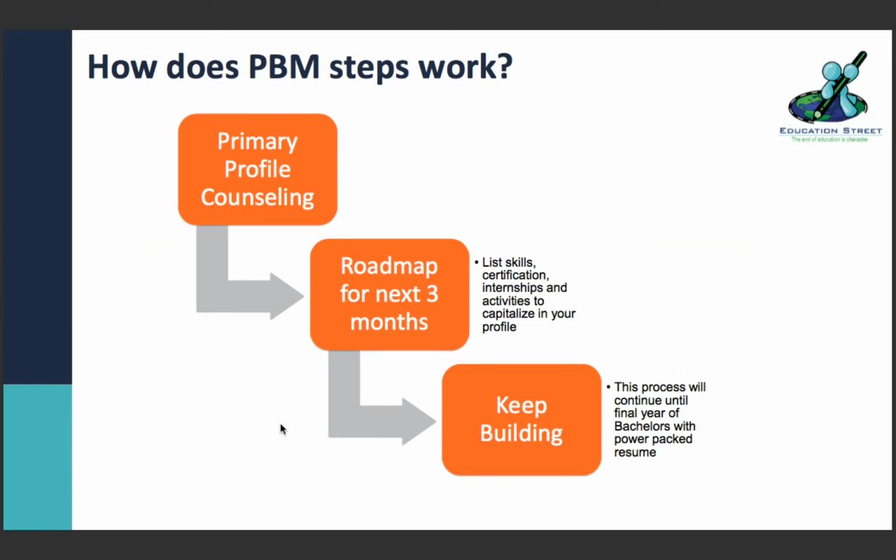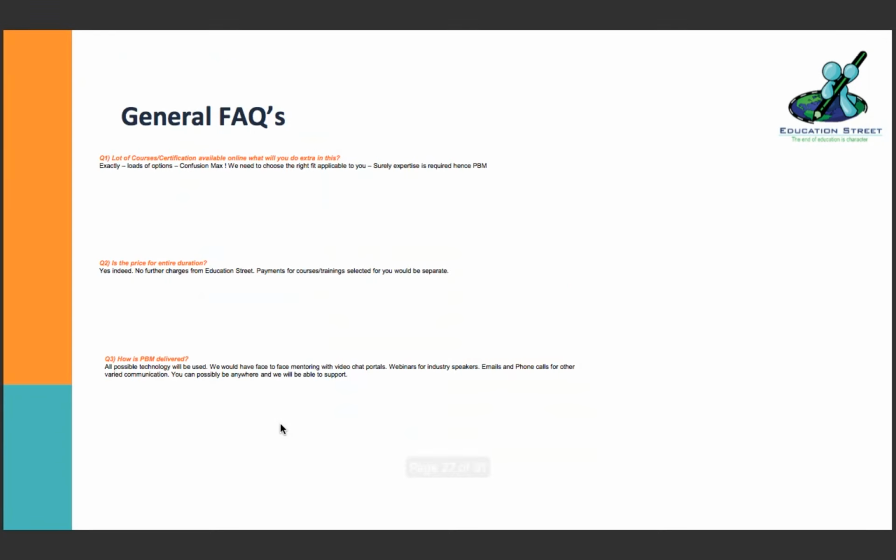It is not that I can give the same thing to 1,000 students. No, it doesn't work. Every student is going to be handled very individually, and it is going to be a customized proposition. And then after every 3 months or 2 months, we keep building on those skills as they are achieved. So this goes on until your bachelor's, and at the end we have a very powerful profile, which will either get you a good job, let you start your own thing, be an entrepreneur, or go for a master's degree. So whatever you decide, you are ready.